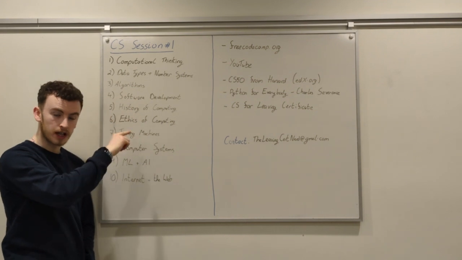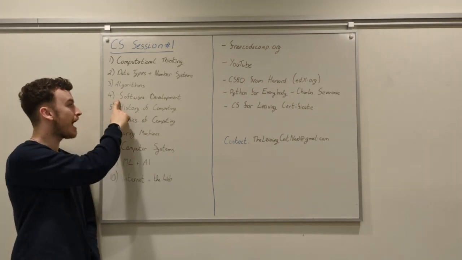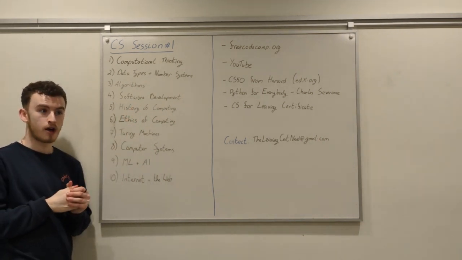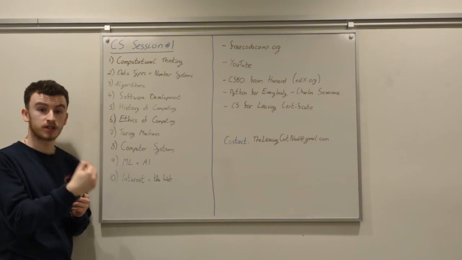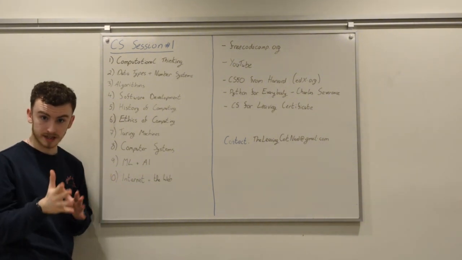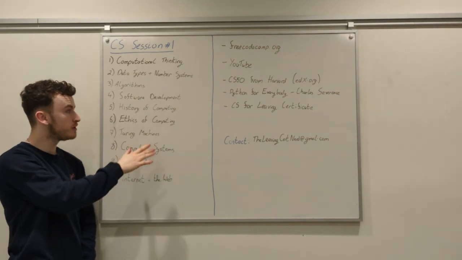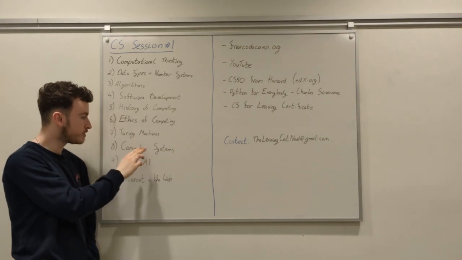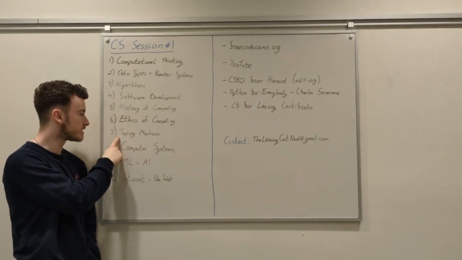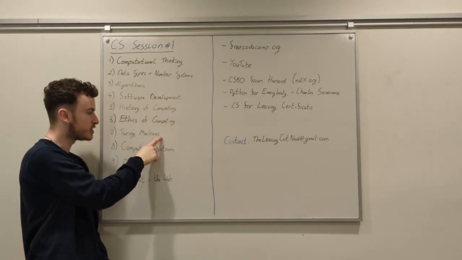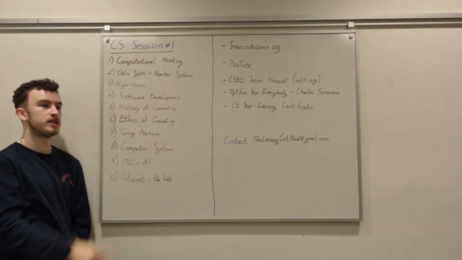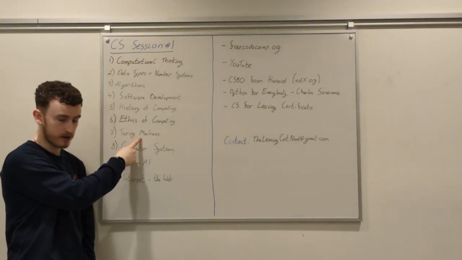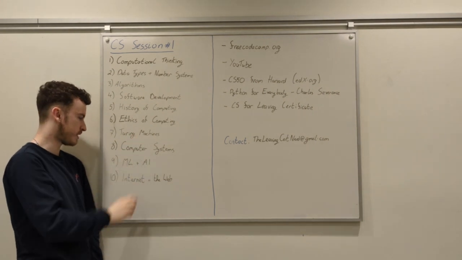Then algorithms, your sorting algorithms, your searching algorithms. Software development. It's more taking a theoretical approach as to how computer science projects actually go from start to finish. The history of computing, so how we've gotten from where we started to where we are now. The ethics of computing. Then, tying into the history of computing a bit, is Turing machines, which is an exam question that comes up pretty frequently, and it's a skill you learn, but once you get it down, you'll get every exam question that ever comes up on it.